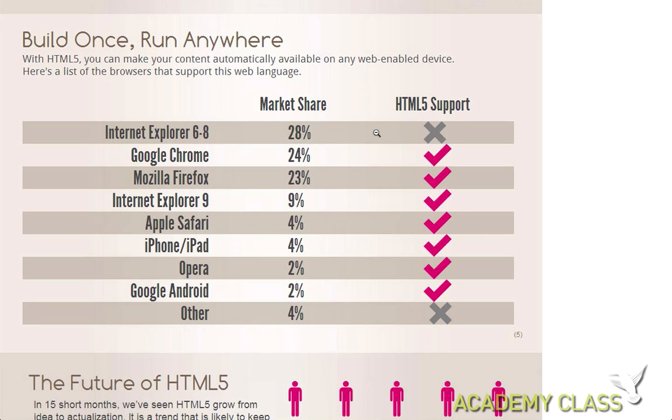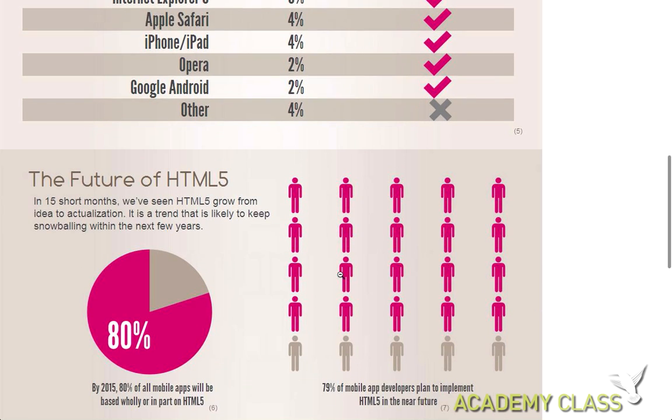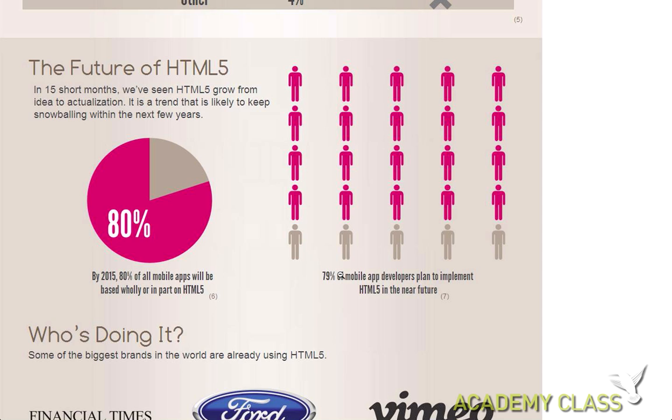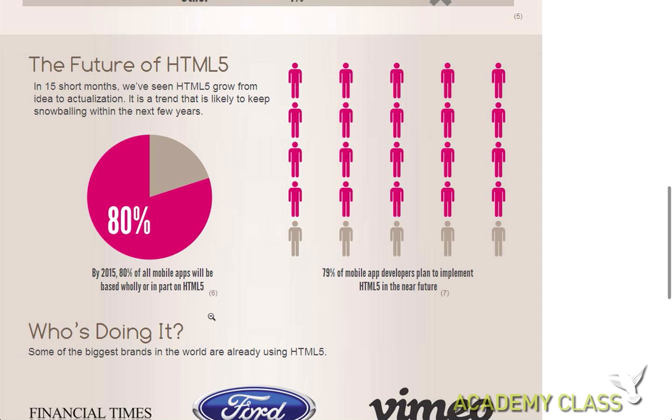We can also see here why HTML5 is becoming a lot more popular, because Internet Explorer 6, 7, and 8 is not HTML5 compliant, and as you can see it's dropping, and it's at 28%, whilst all the other browsers are compliant. We can see here the future of HTML5. By 2015, 80% of all mobile apps will be based wholly or in part on HTML5. This is basically looking at the App Store itself, or the Android Play market, moving away from native apps, that they're becoming more mobile applications, websites that are behaving as mobile applications.